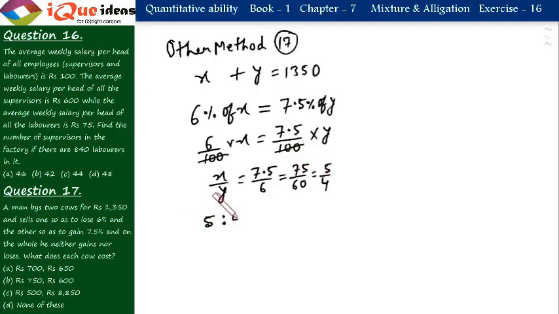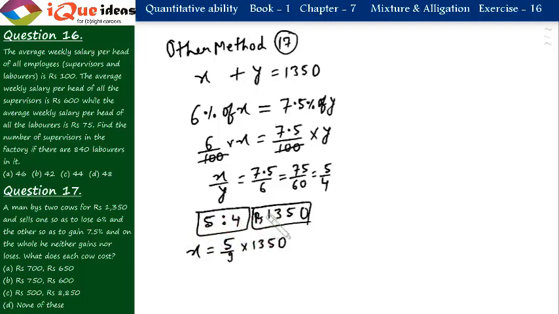Right? So we can straight away calculate the cost prices of these 2 cows as X equal to 5 by 9 into 1350, which will give us 750 rupees. We have already done this calculation. And Y is equal to 4 by 9 into 1350, which is equal to 600 rupees. Alright. So this was another way of doing the same question.